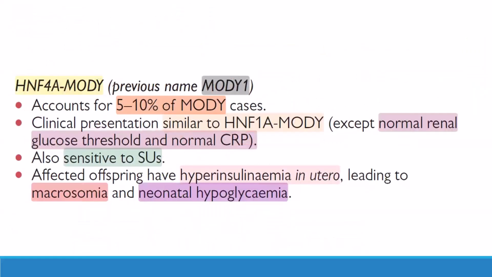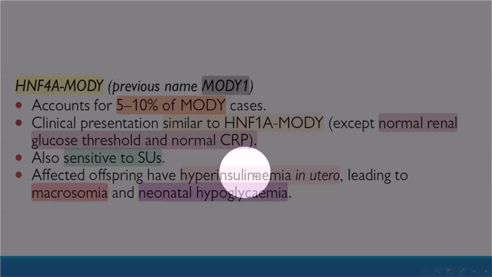HNF4 alpha, which is MODY 1, is less common, 5 to 10%. Similar to HNF1 alpha, except normal renal glucose threshold and normal CRP. Sensitive to sulfonylurea, which is unique for it. If we have a baby with hyperinsulinemia, macrosomic baby, or neonatal hypoglycemia, it is HNF4 alpha.